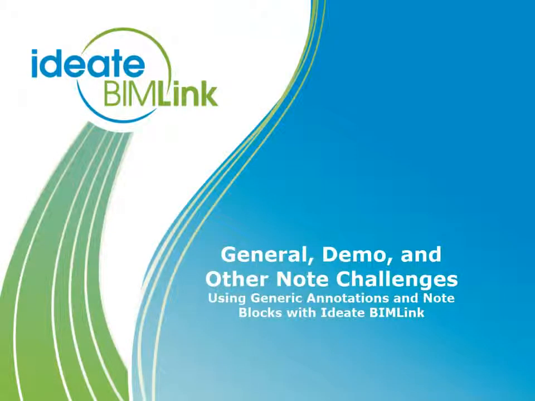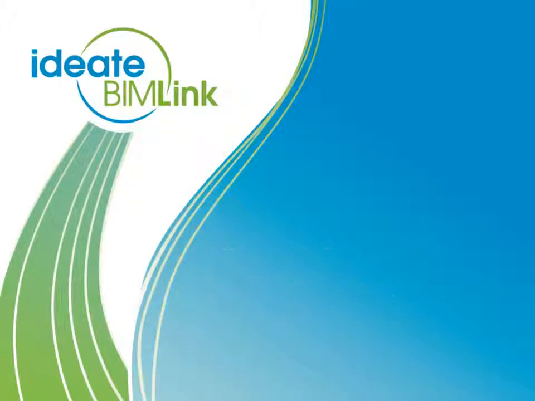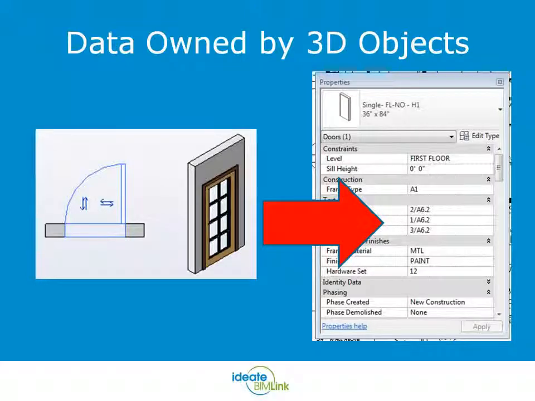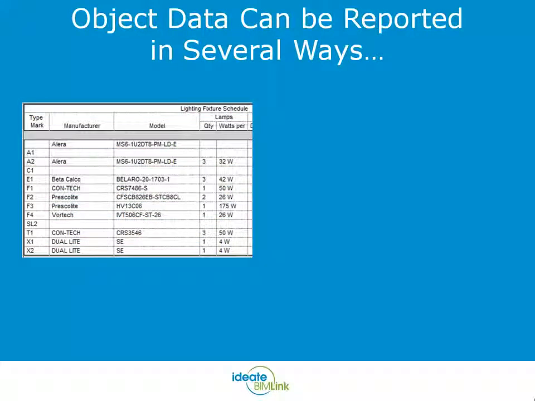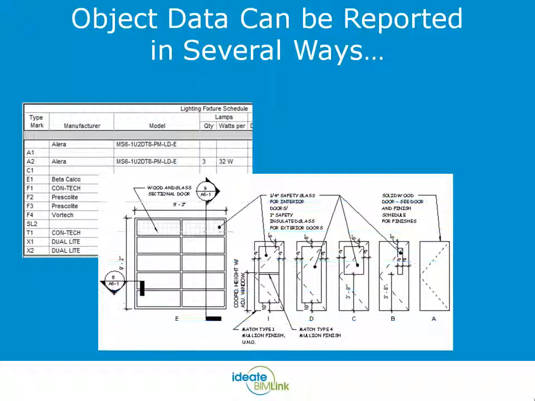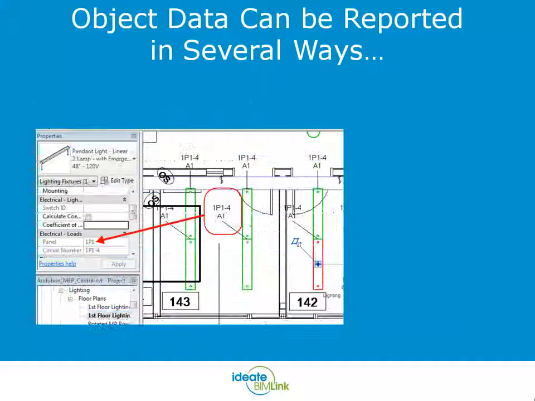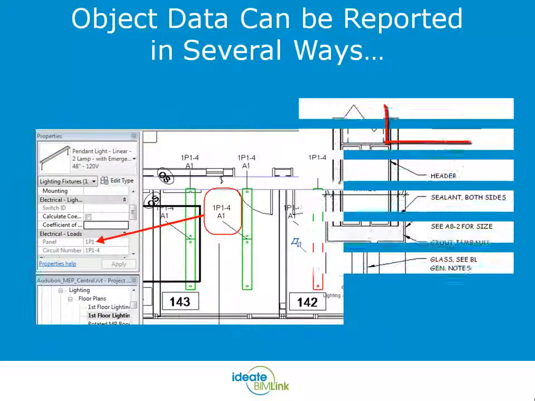General, demo, and other note challenges using generic annotations and note blocks with Ideate BIMLink. We all know that Revit excels at connecting 3D objects with essential data. This data, which is used throughout the project and increasingly beyond the end of construction, can be reported in several ways. We can view this information via schedules, legends, tags, and even keynotes.